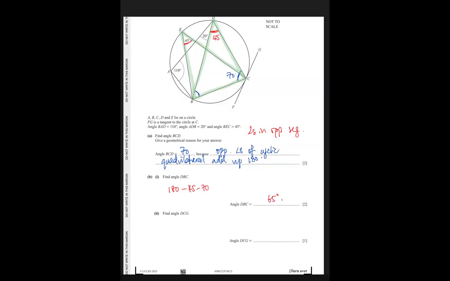Okay, there was a bit of a label. Let's move on. Next one is, oh yeah, this is 70, this is 45. Find angle DCG. DCG is this one here. It's 1 mark.